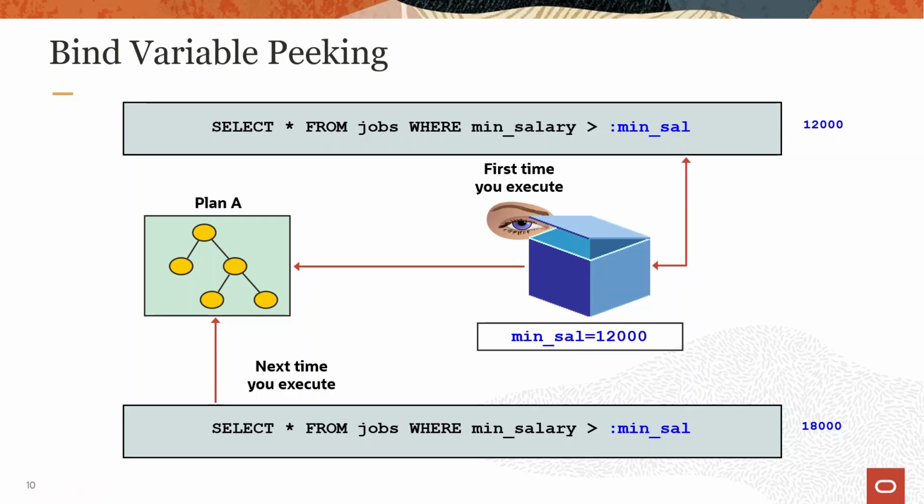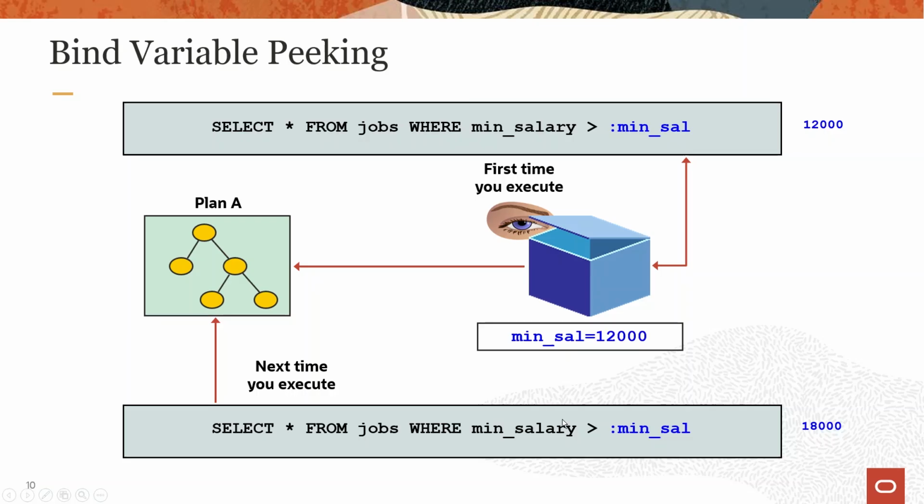And based upon that, he's going to build up an execution plan, and that execution plan, together with the select text, will be stored inside the library cache. Now, the next time this statement gets executed, he will find an exact match in the library cache. He will find immediately the execution plan, and he will use that execution plan to execute that statement.